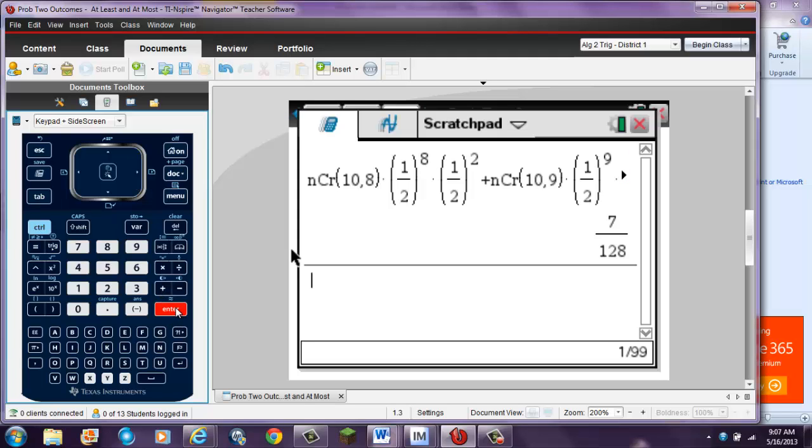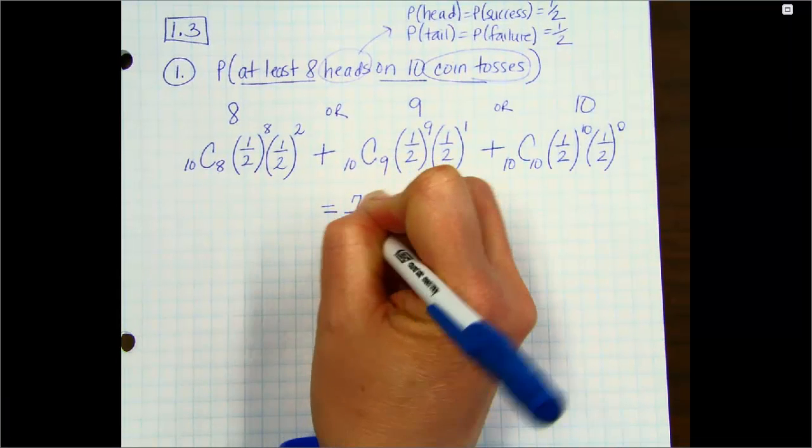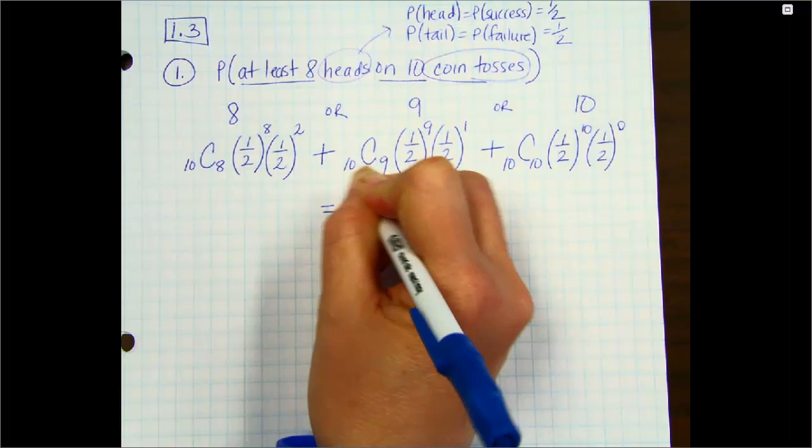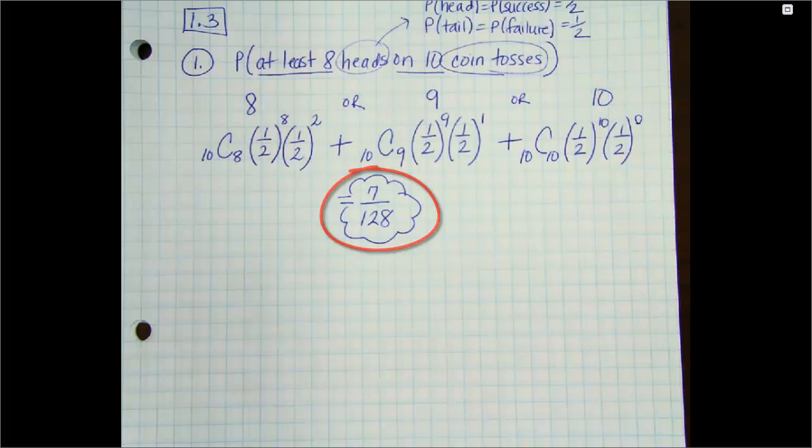Okay, so finally after typing that all in, you get 7 out of 128. So the probability of getting at least 8 heads in 10 coin tosses is 7 out of 128. There is full work, full credit.